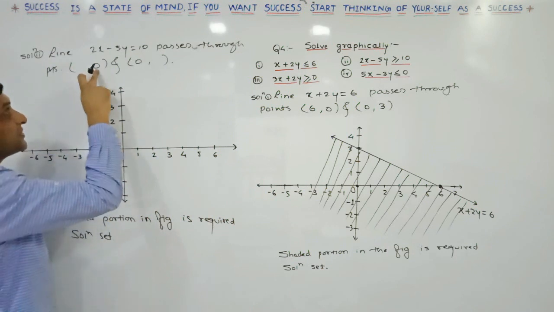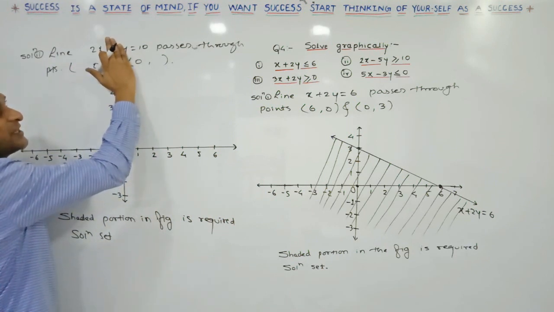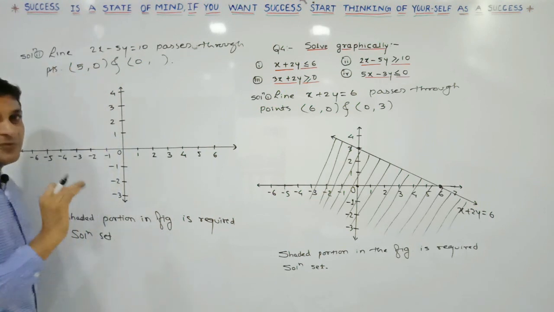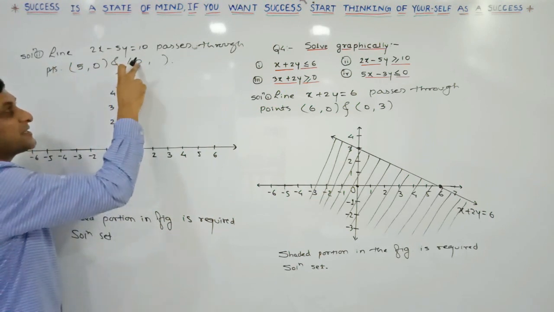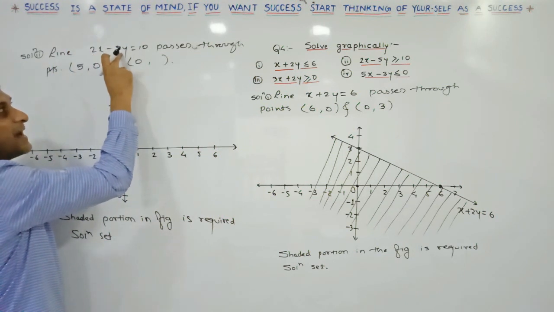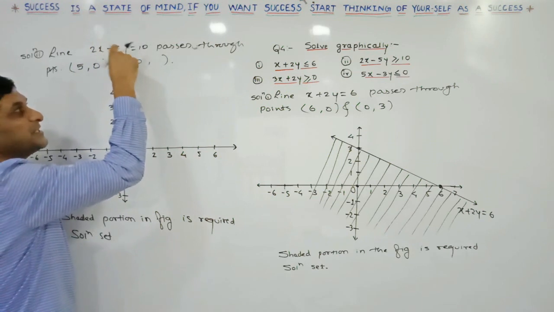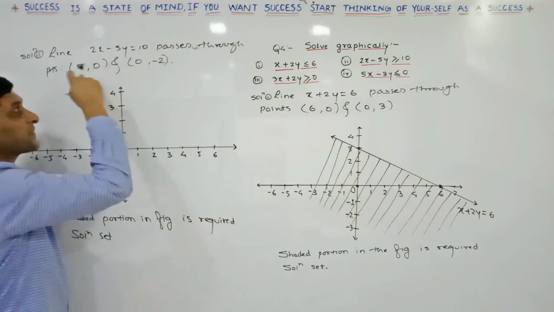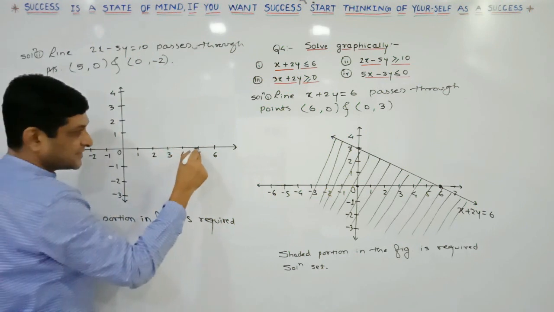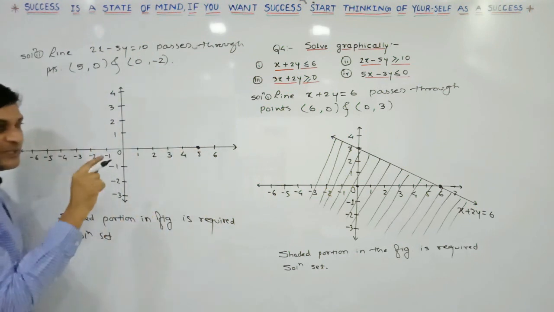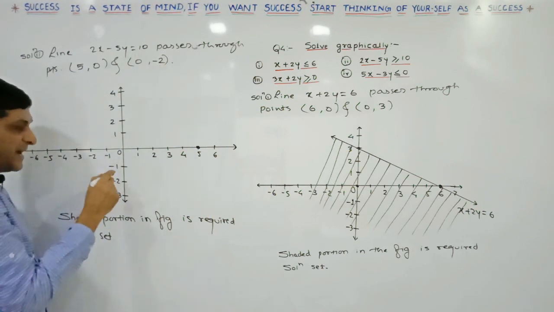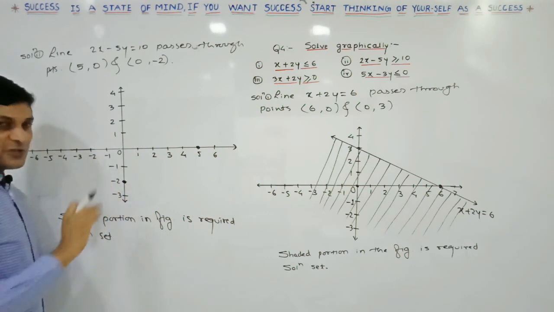Y-axis. If we substitute y equal to 0, this term will become 0, and what is the remaining term? 2x is equal to 10. After simplifying it, what will we get? x is equal to 5. If we substitute x equal to 0, this term will become 0, and what result are we getting? Minus 5y is equal to 10, means y is equal to minus 2. In this way we have got the coordinates of 2 points. So the first point lies on the x-axis, and 5, 0 will be the point on the x-axis, and what is the coordinate of the point on the y-axis? 0, minus 2, means here we will get the position of the second point.